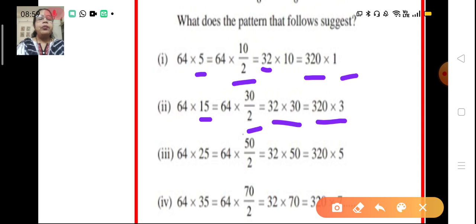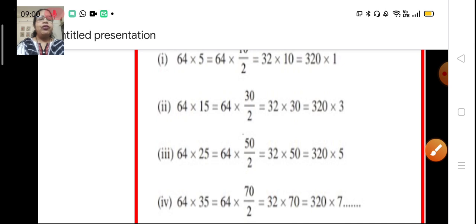It is 64 multiplied by 25. Again, what is the difference between 15 and 25? It is 10. Alright. And when we multiply 64 by 25, 25 can be taken as 50 upon 2. And 64 divided by 2 becomes 32, then it becomes 32 multiplied by 50, which can also be written as 320 multiplied by 5. Alright, now see the last one.